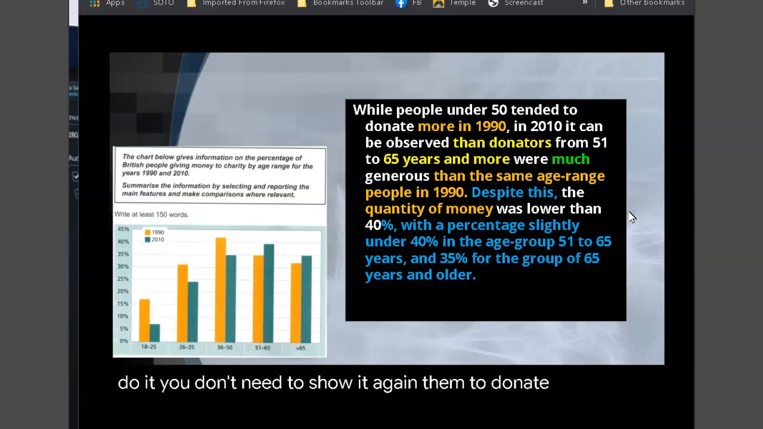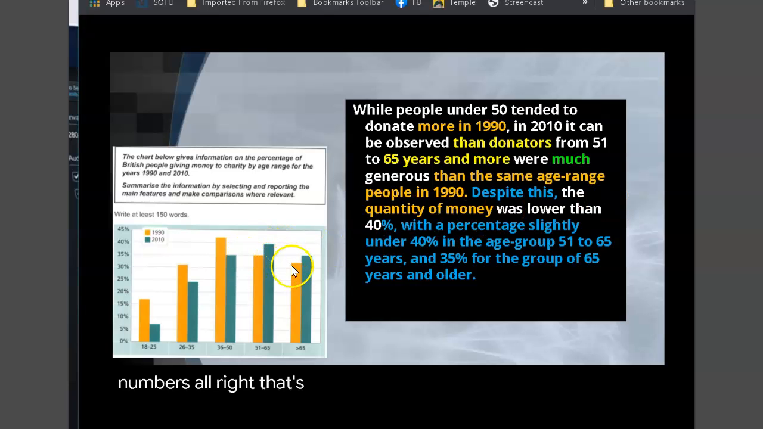So the donators. Is that a word? Donors. Donors is the word. From 51 to 65 years and more were much generous. Huh? Much more generous. You forgot a word there too. But it's not even true. Much more generous? Look at the numbers.